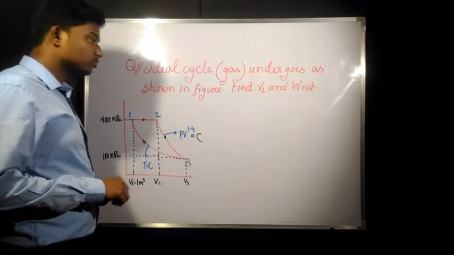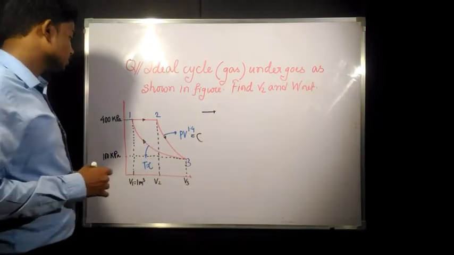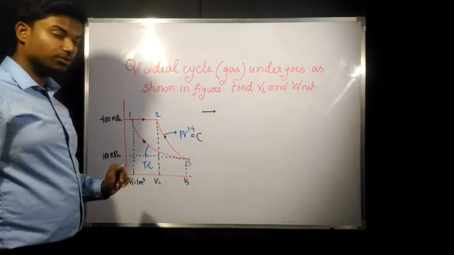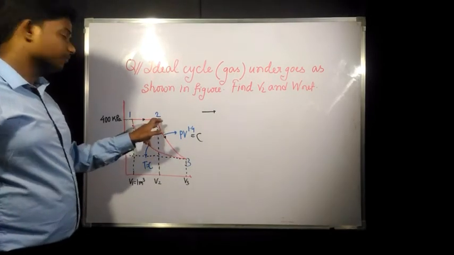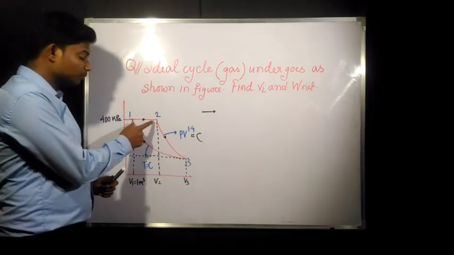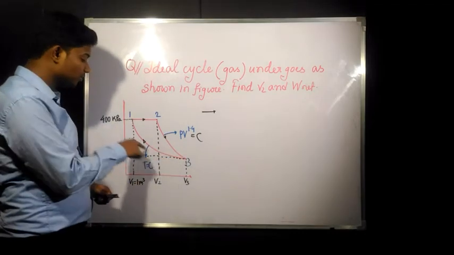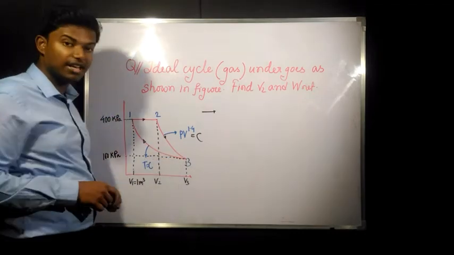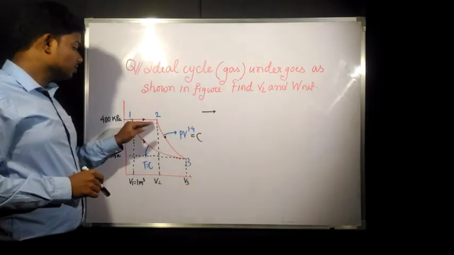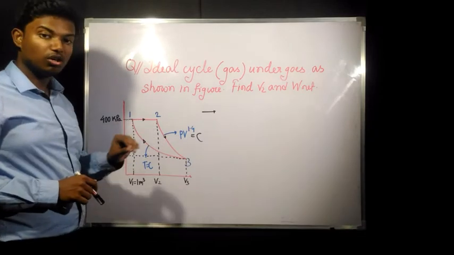So how to solve these questions? First of all, the first thing they have told us is to find what V2 is. The state 2 is connected to process 1 to 2 and 2 to 3. There is no connection between the process 3 to 1 and the state 2. So we need to find the volume V2 by using only process 1 to 2 or 2 to 3.